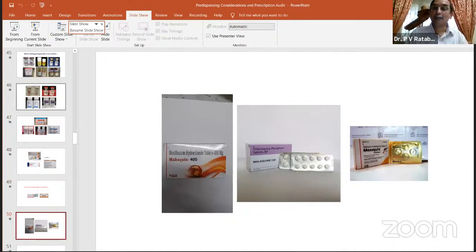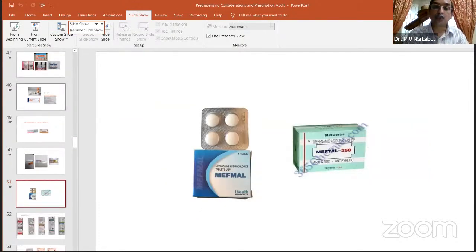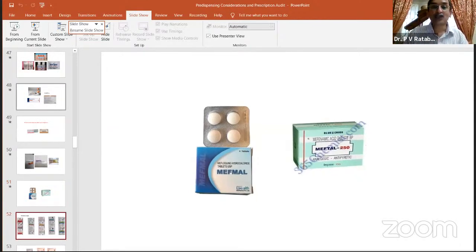And look at this: Mahaquin, moxifloxacin, can be confused with Malaquin, that is chloroquine. It could be confused with Maxoquin, which is mefloquine. And mefloquine is also Mefmal. And this Mefmal, if somebody comes with Mefmal, you may give him Meftal, which is mefenamic acid, and so forth.